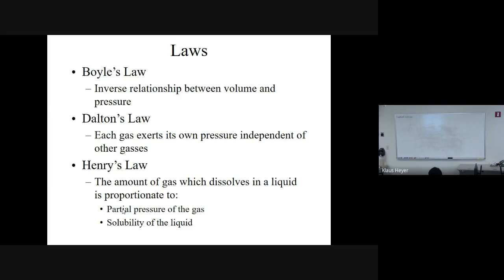For example, if you take all the gases in the air around us, it equals something like 762 or something like that. But if you take oxygen by itself, it's like 160 millimeters of mercury. That's just the partial pressure of oxygen by itself. So anyway, these are the three laws. We're going to talk about this one first, Boyle's law. So as the volume goes down of the lungs, the pressure goes up.